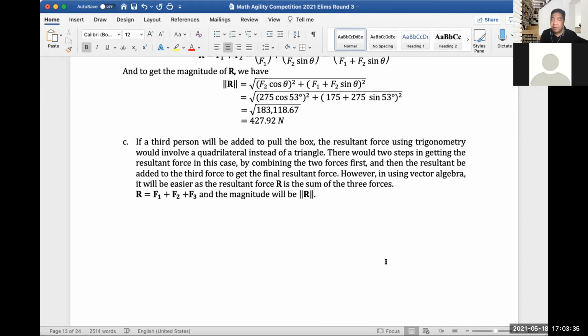However, in using vector algebra, it will be easier, as the resultant force R is simply the sum of the three forces, right? So R would be F1 + F2 + F3. F3 would be the force of the third person, and the magnitude would still be the same, taking the squares of each of the components of R, right? All right, so that's question number 3.